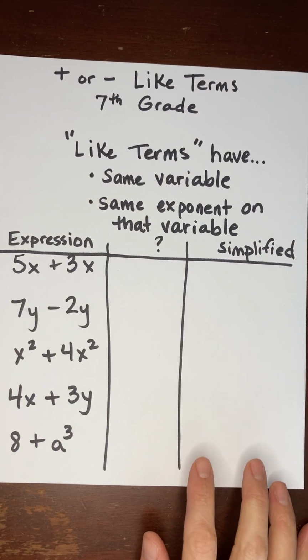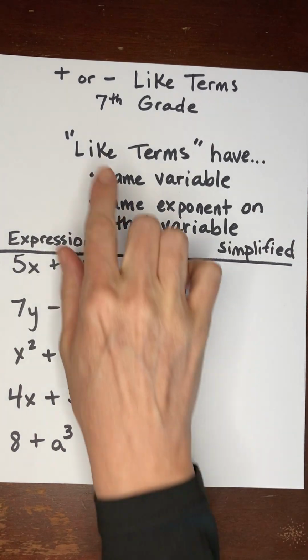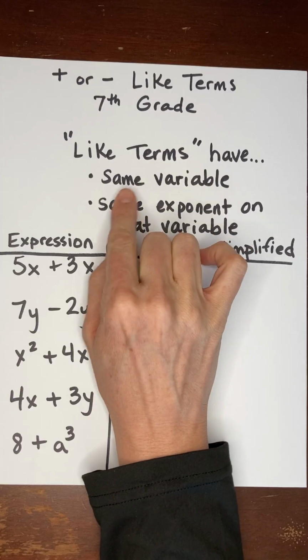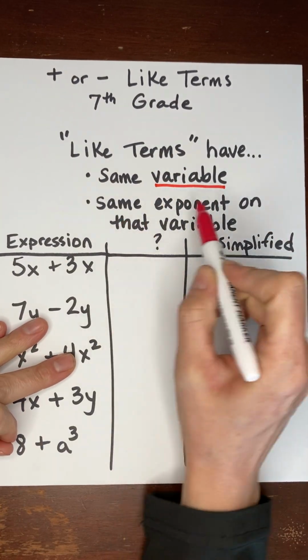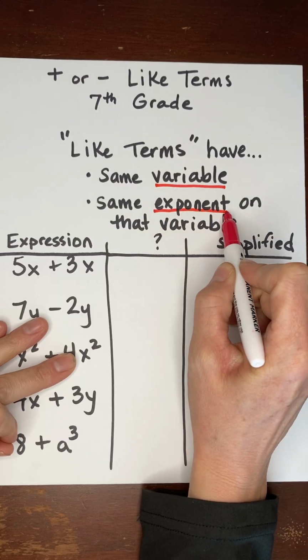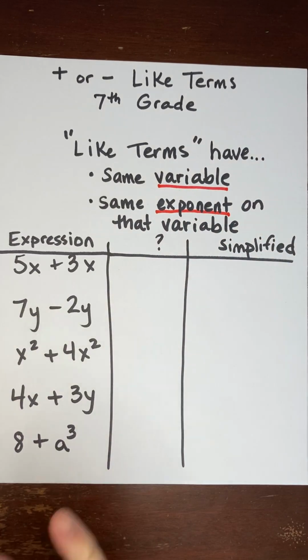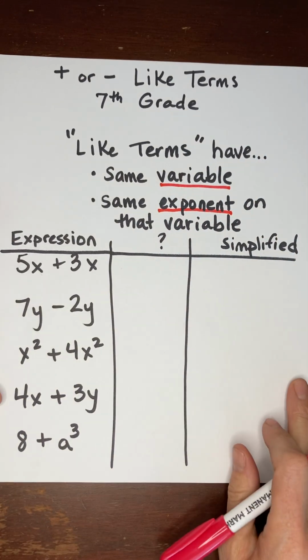In math, we say that two terms are like terms if they have the same variable and that variable has the same exponent. Okay, so let's look at some examples and then we'll simplify them.